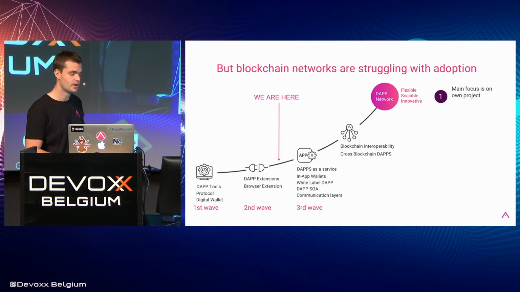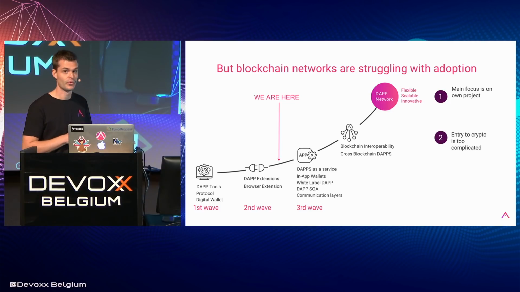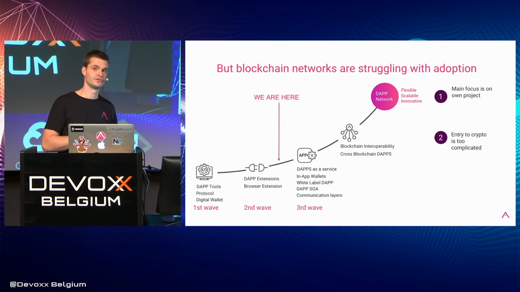But what are the issues right now? The main focus of many projects is on their own projects, which is not surprising, of course, because they want to build the best product that they can build. The entry into crypto is quite complicated, both from an application point of view and from a user point of view. If you're an application developer, you really need to understand the details of how specific blockchains work. If you want to start communicating with the Ethereum blockchain, you need to know how a transaction is submitted, when it is processed, and everything around that. How are wallets being created? How do I import wallets or talk to wallets?